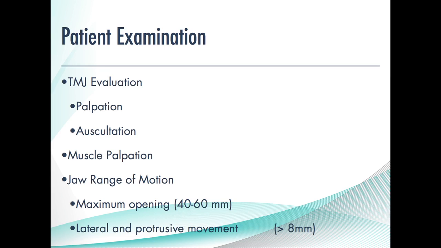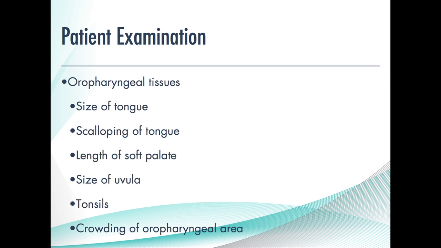So obviously we look at that. With the jaw joints, that's critical. Measure range of motion, protrusion, all that other fun stuff. So we look at all these things, the size of the tongue, obviously.